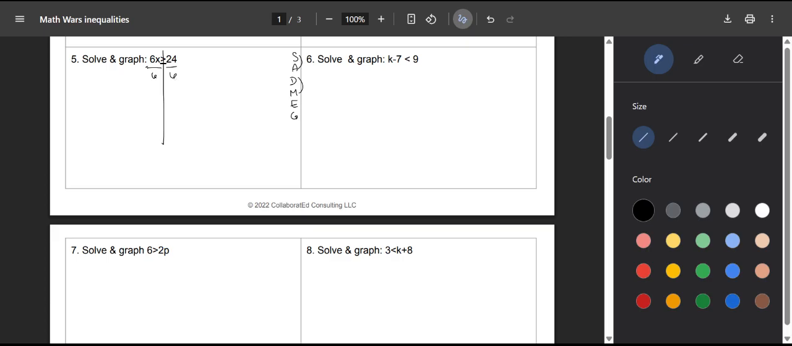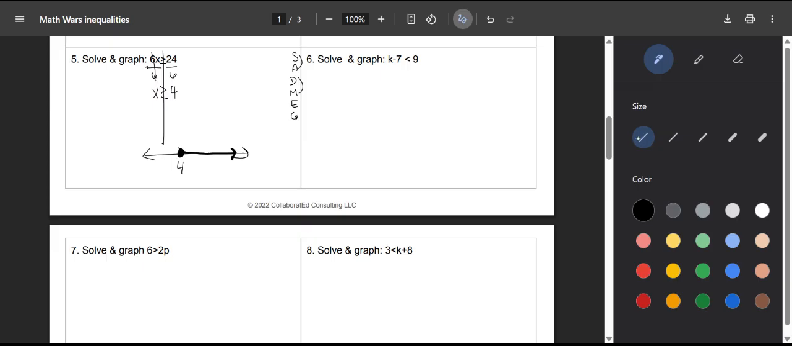When I do that, the left-hand side is x. My inequality symbol stays the same, and 24 divided by 6 is 4. So that tells me x is greater than or equal to 4. I create my number line. I'm going to put a 4 because that's what I'm comparing x to. And now I need to decide, am I going to fill in my circle or not? Well, x could be equal to 4, so I need to fill in my circle. And x is greater than or equal to 4, so I shade everything that is bigger than 4.